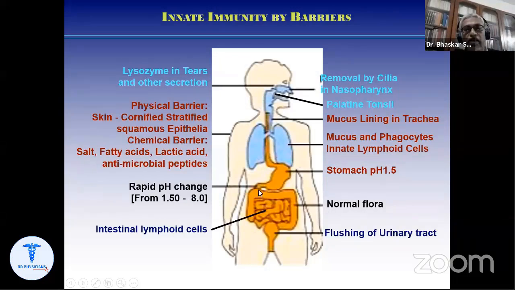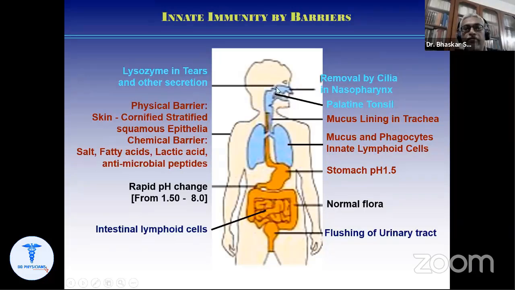And then as soon as it passes this sphincter and gets into the small intestine, the pH rises to 8.0. So the pathogens which would be adapted in acidic environment, now they are killed in this basic environment. And in addition, you have the bile salts, which also work as an antibacterial. And then in the gut, we have the intestinal lymphoid cells or innate lymphoid cells, type 1, type 2, type 3, which can combat these pathogens.